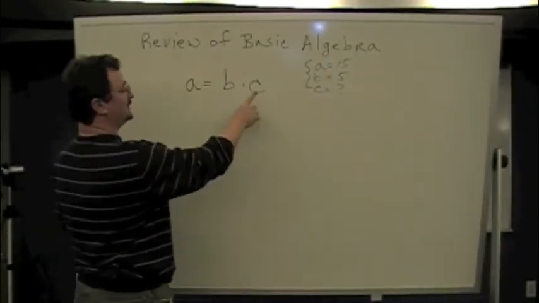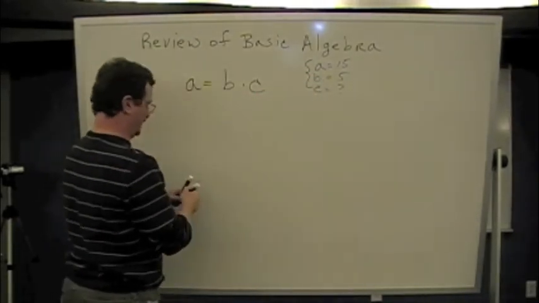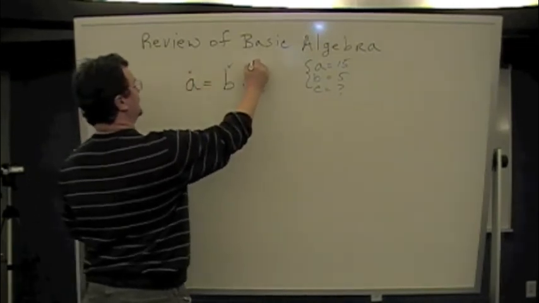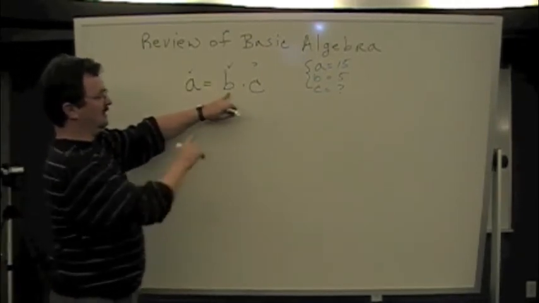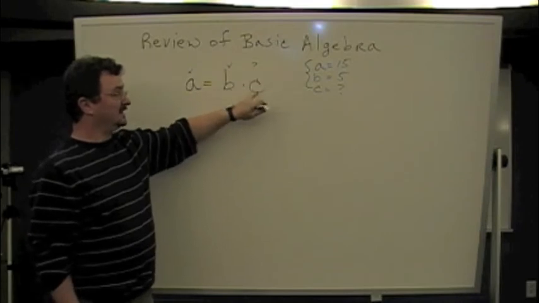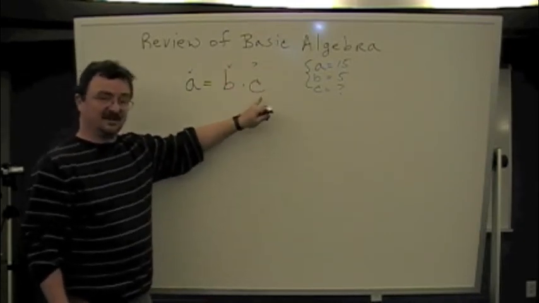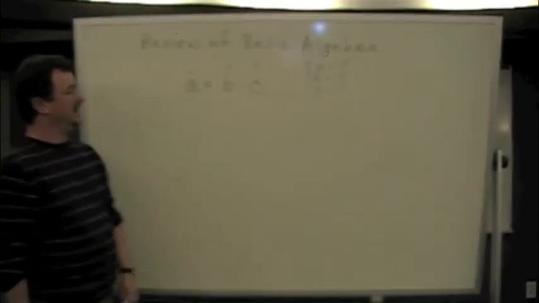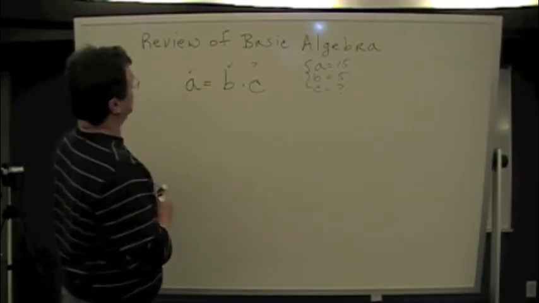So first, what you want to do is identify what you know and what you don't know. I like to put little check marks on top of what I know and a little question mark on what I'm looking for. I know what A is: 15. I know what B is: 5. I want to know what C is. So C is my unknown. I don't suddenly call it X, because X is mysterious. I keep it as C. Okay? Now what I want to do is the goal.